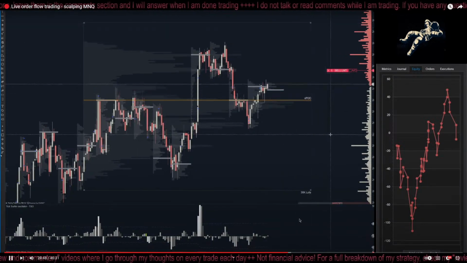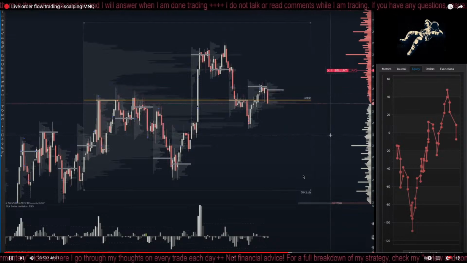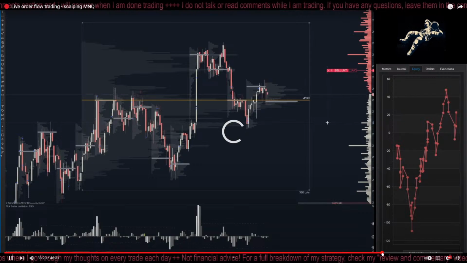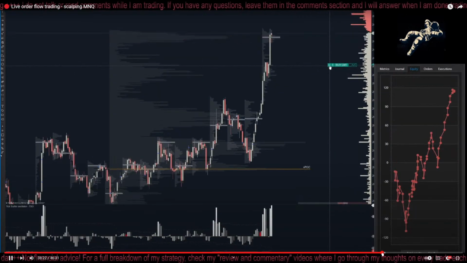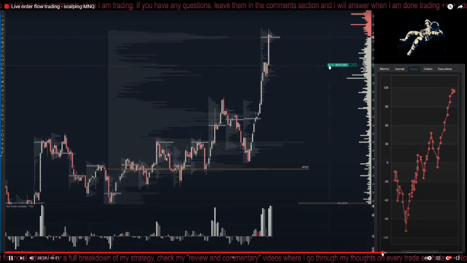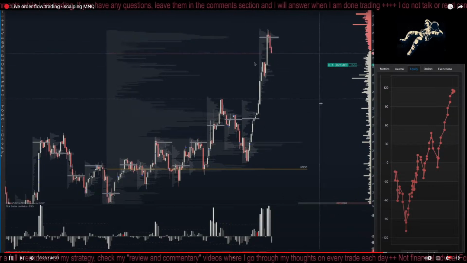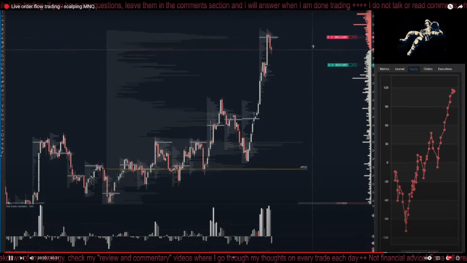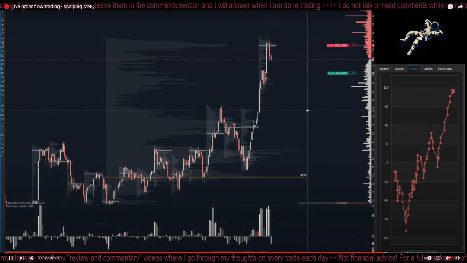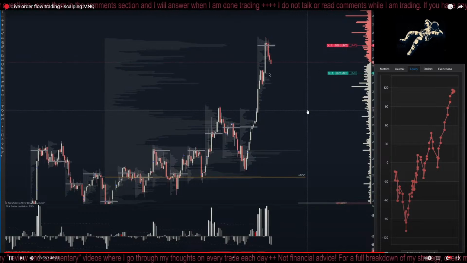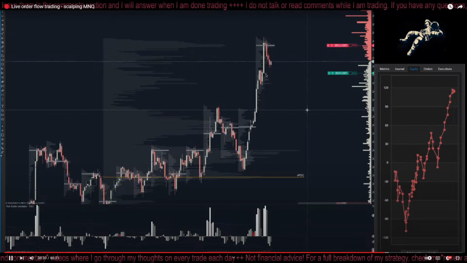But yeah, I think I'm just gonna skip forward a little bit because it's just repeating over and over again. Let's just skip forward a little bit. Again, here we had a strong move up. There's some consolidation here, and I'm basically just trying to get in on one of these higher volumes here.